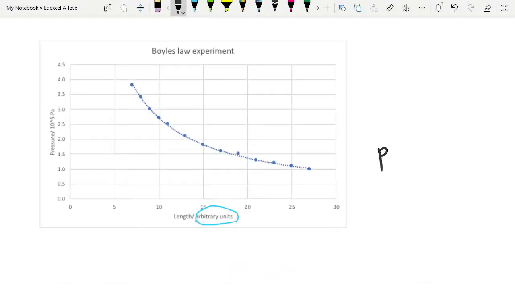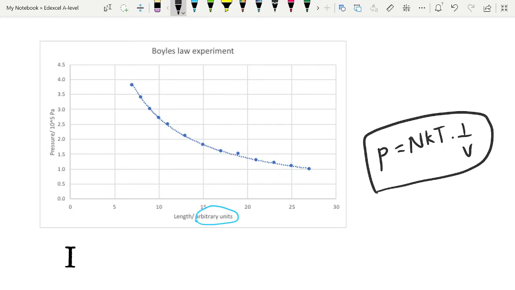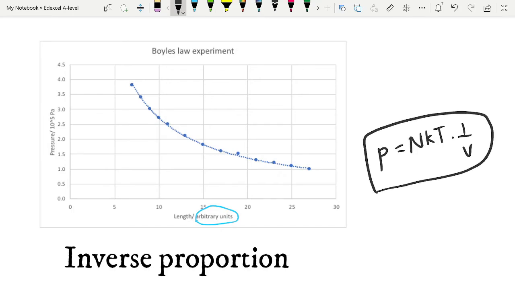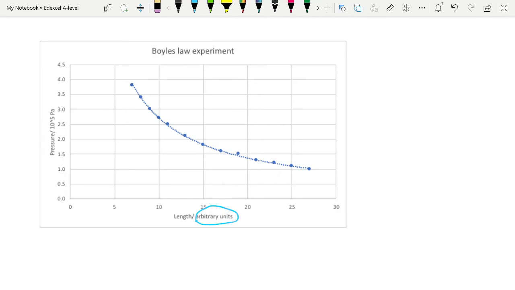We know that the equation governing this is P is equal to nKT times 1 over V. Because we know that, we know this is an inverse relationship. However, if this was our own work and we didn't know what the equation governing the relationship was, a curve like this is not very helpful because we don't know if it's an inverse relationship, an inverse square, an inverse cube; you'd have to do some processing. And this is what log graphs traditionally are for.